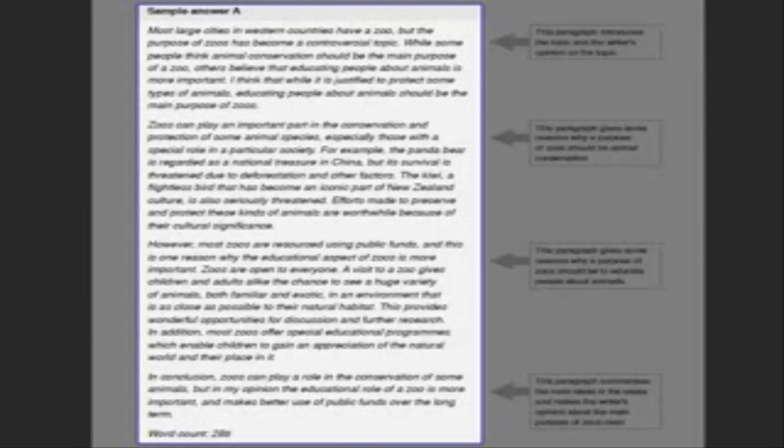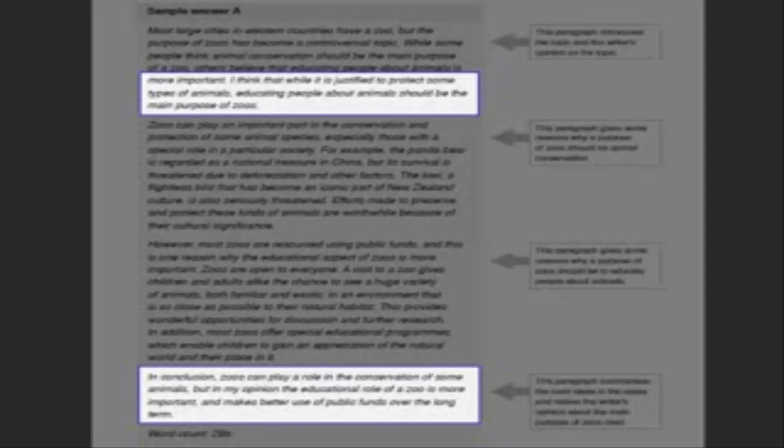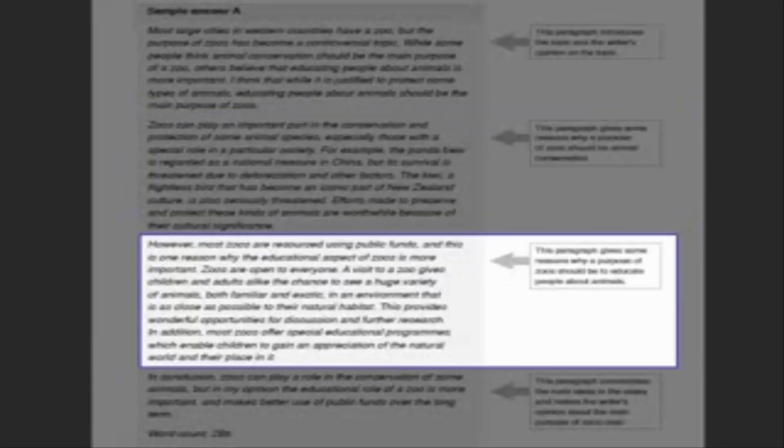So, as you may have noticed, the writer does include some reasons why zoos should focus on educating people about animals. They do include some reasons why zoos should focus on animal conservation. And they do include their own opinion that although it is important for zoos to do some work on animal conservation, it is more important for them to focus on educating people about animals. You may also have noticed that the writer writes about the view they agree with least before the view they agree with most, which is the logical way to write a discussion essay like this in English.